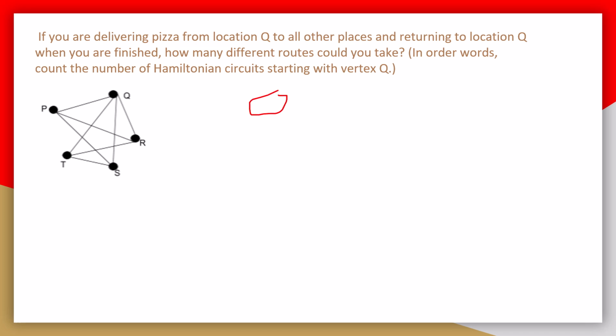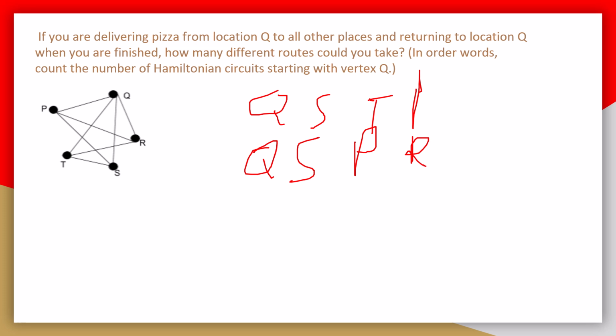Sorry, Q. There will be 2 that start with QS. One will go to T, and one will go to P. The one that goes to P will have to go to R, and the one that goes to T will have to go to R as well. So it's just still connected.